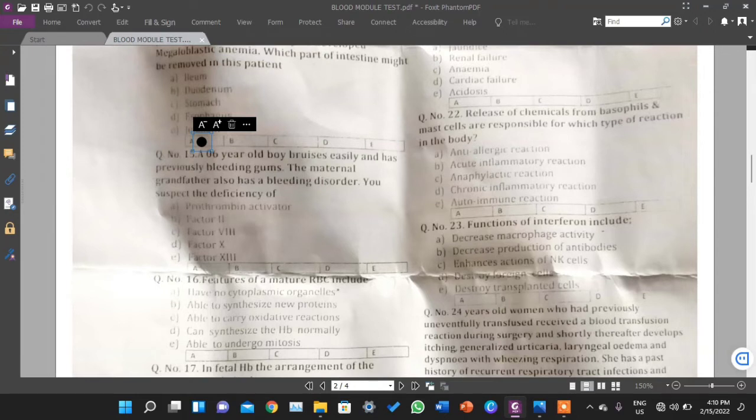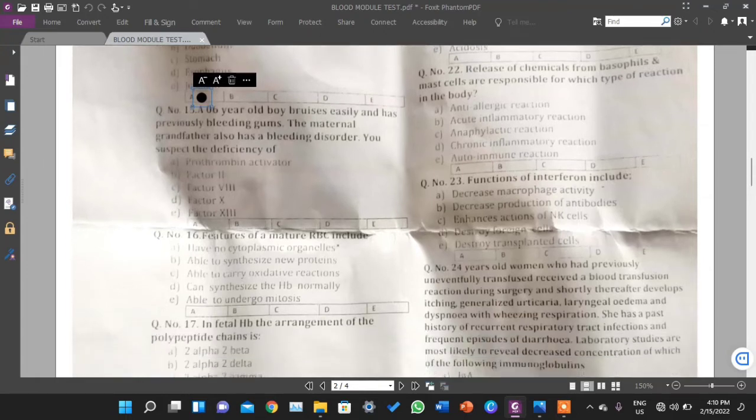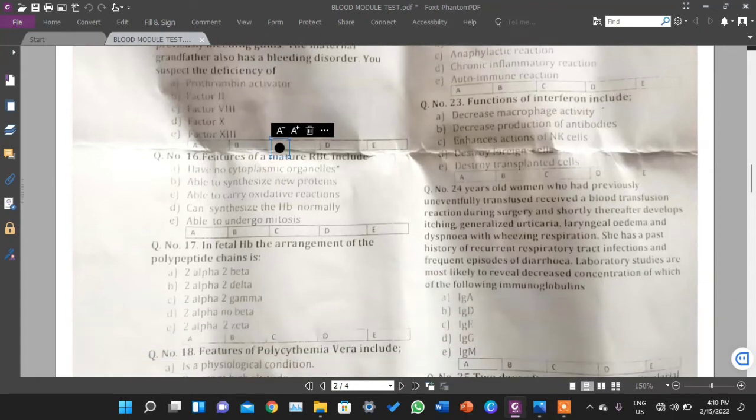Now coming toward question number 15, a 6-year-old boy bruises easily and has previously had bleeding gums. The maternal grandfather also has a bleeding disorder. You suspect a deficiency of prothrombin activator, factor 2, factor 8, factor 10, or factor 13. It's going to be factor 8, which is a case of hemophilia, because the boy also had a family history of easy bruising and bleeding gums.